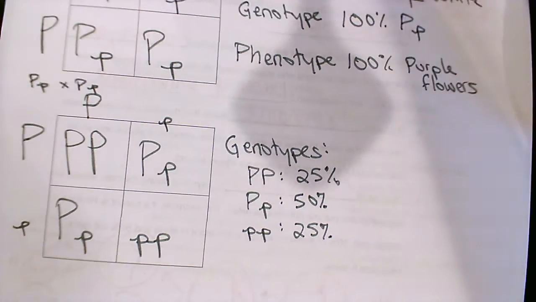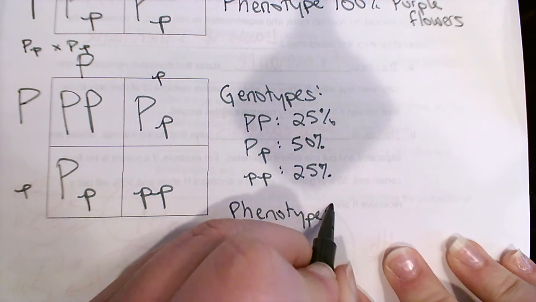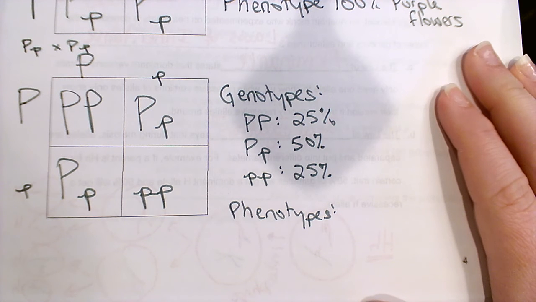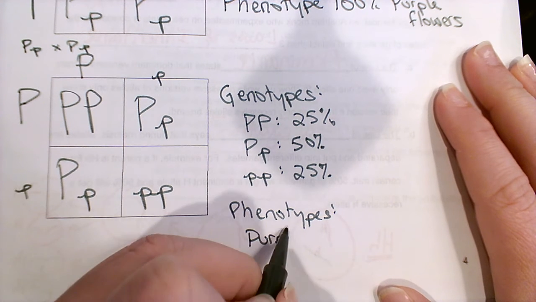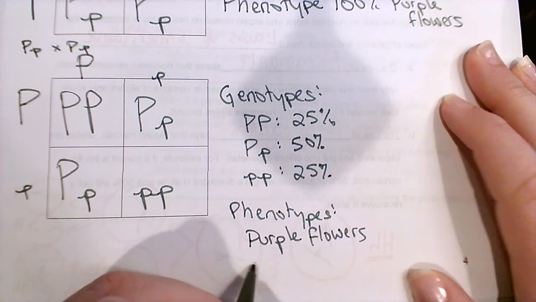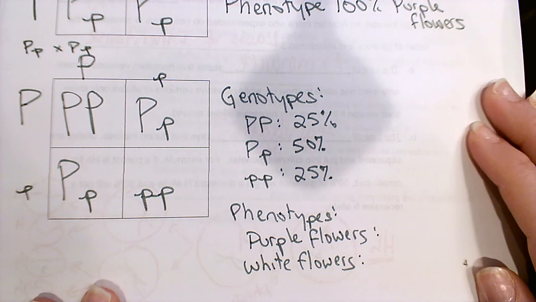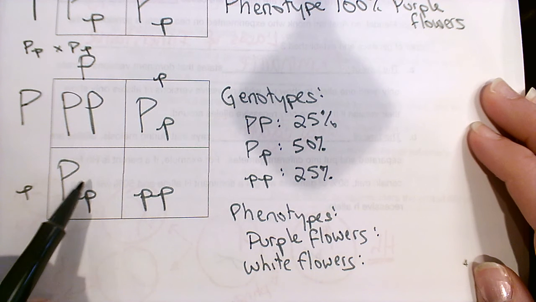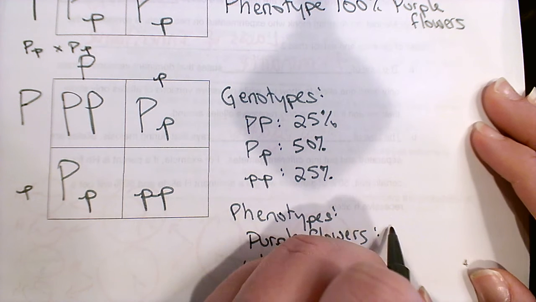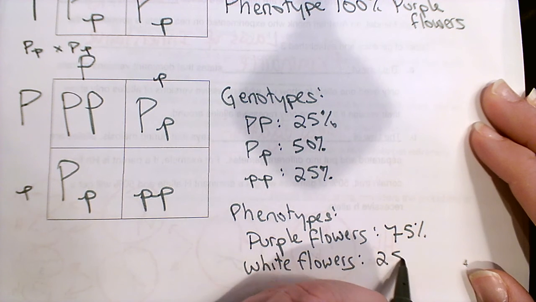But then, let's figure out phenotypes. Okay, so what are the possible physical looks of the flowers of this generation here? So they're either going to have purple flowers or white flowers. Okay. So remember, if the dominant allele, you have one of them or more, that dominant trait shows up. So I see at least one dominant allele in 1, 2, 3 boxes. 3 out of 4 would be 75%. And white flowers, only 1, 25%.